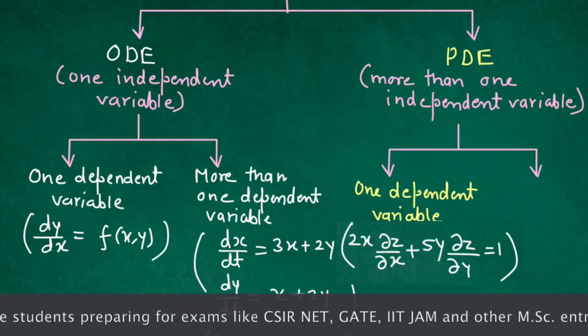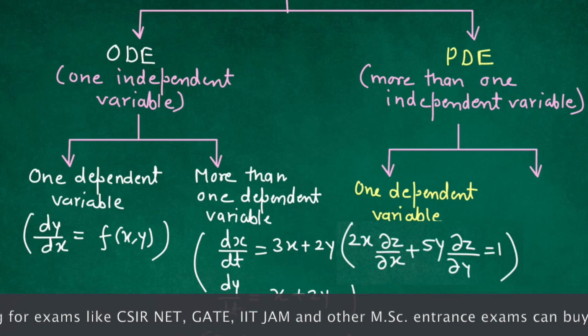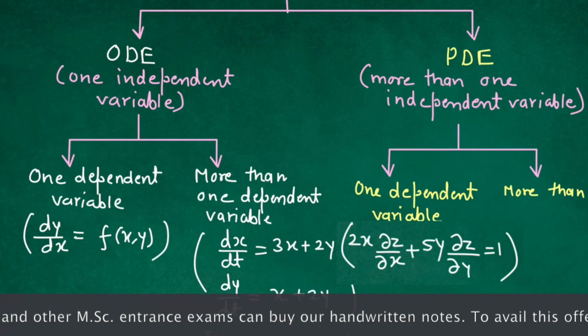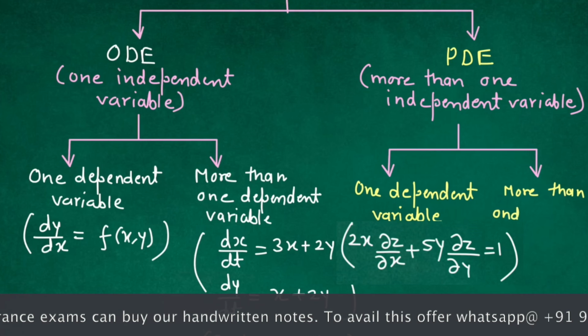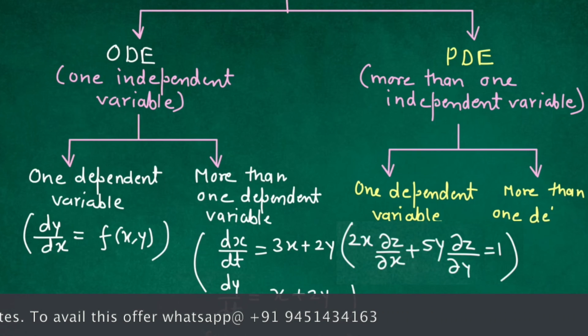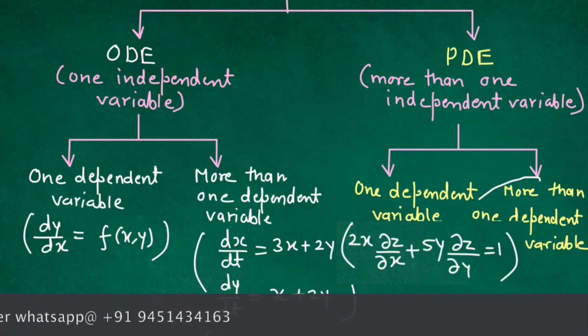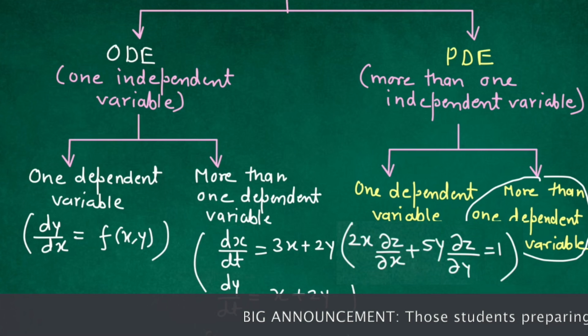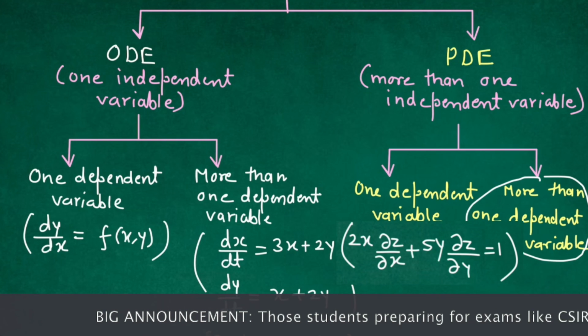In this second category, with more than one dependent variable, we will see examples in higher classes. You will see it in your research work, or maybe you will also find it in MSc, but mostly you will see it in your PhD.